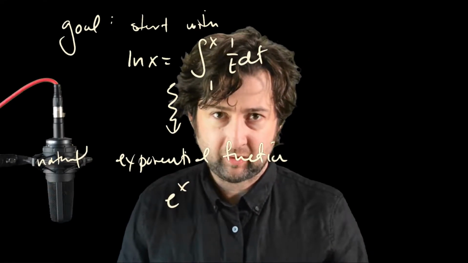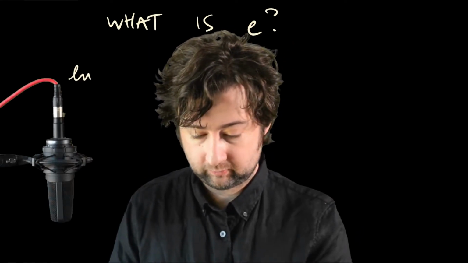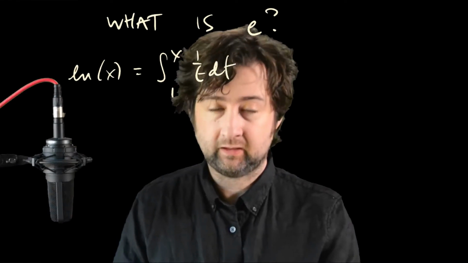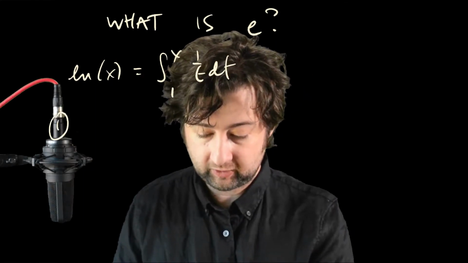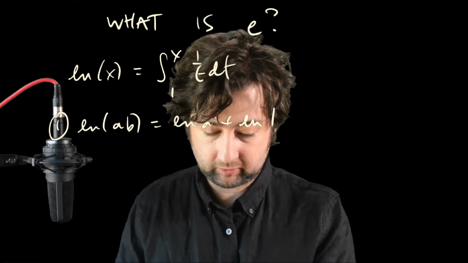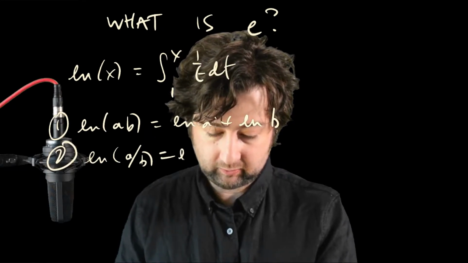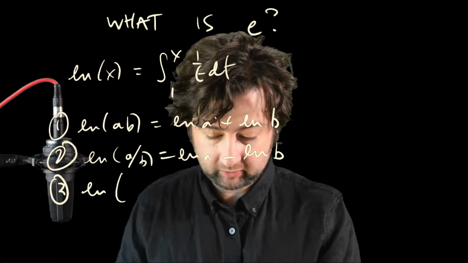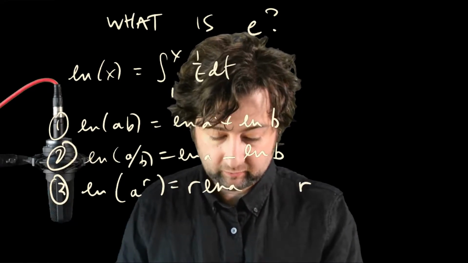The first thing we're missing is e. So what is e? If we accept our definition of the natural log, and we accept the properties that we had for the natural log. Remember that the natural log had the properties, 1, that the natural log of ab is equal to the natural log of a plus the natural log of b, and property 2, the natural log of a over b is equal to the natural log of a minus the natural log of b, and property 3, the natural log of a to the r is equal to r log a for r rational.